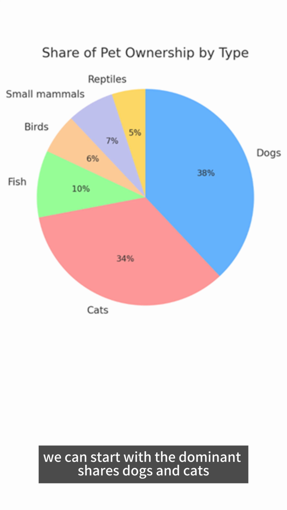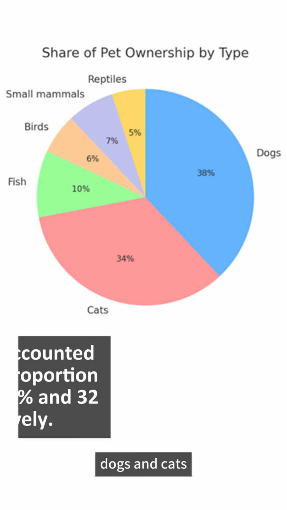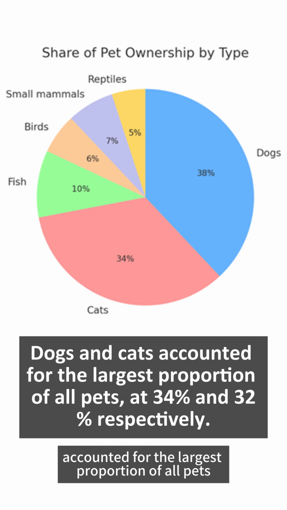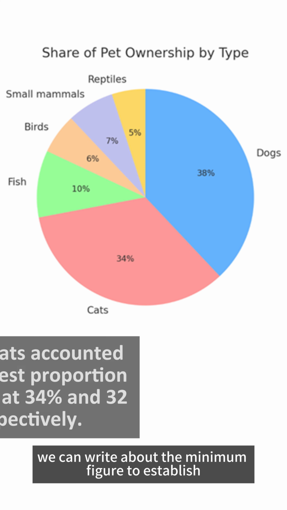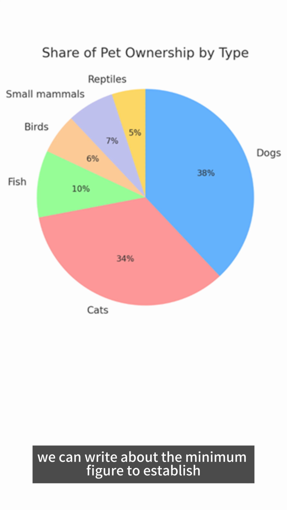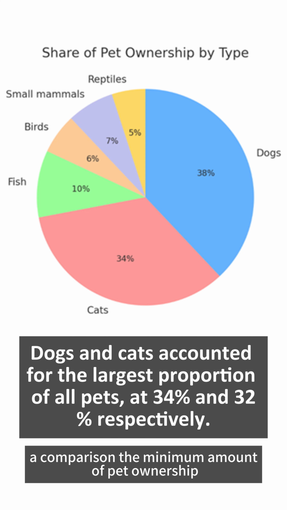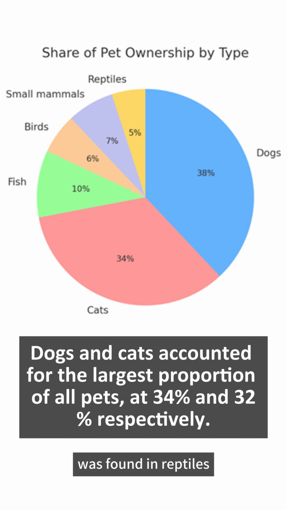We can start with the dominant shares, dogs and cats. Here's an example. Dogs and cats accounted for the largest proportion of all pets, at 34% and 32% respectively. In addition, we can write about the minimum figure to establish a comparison. The minimum amount of pet ownership was found in reptiles with a value of only 5%.